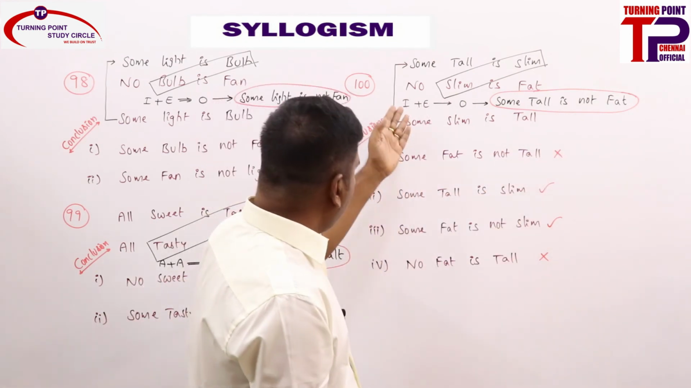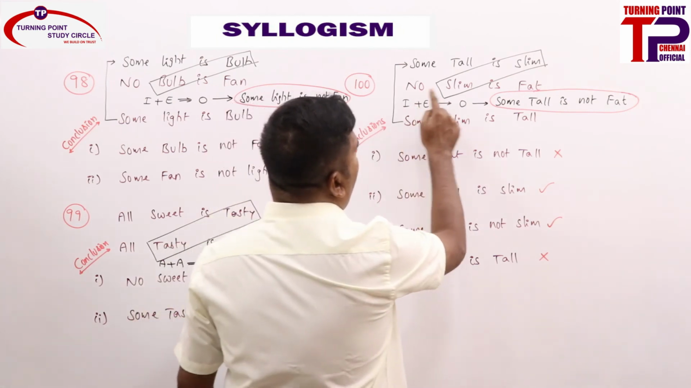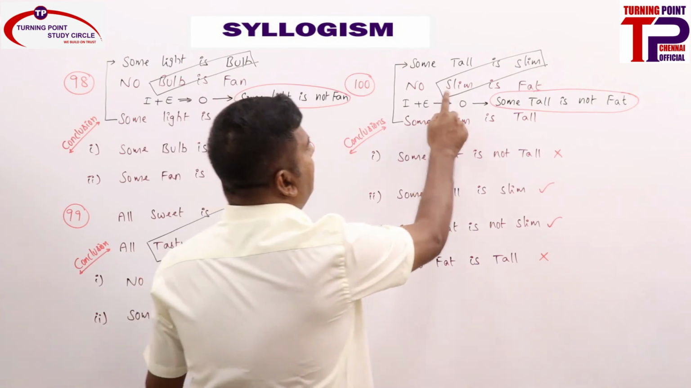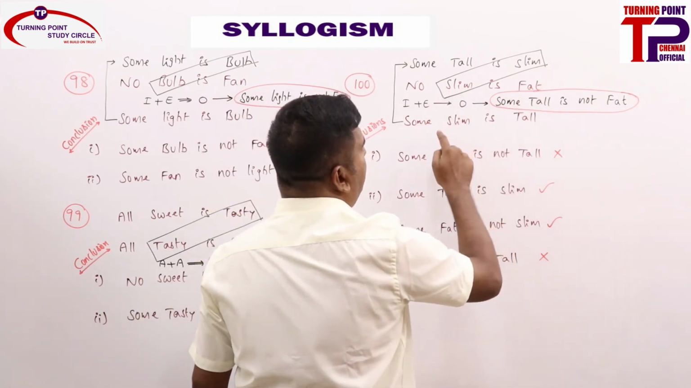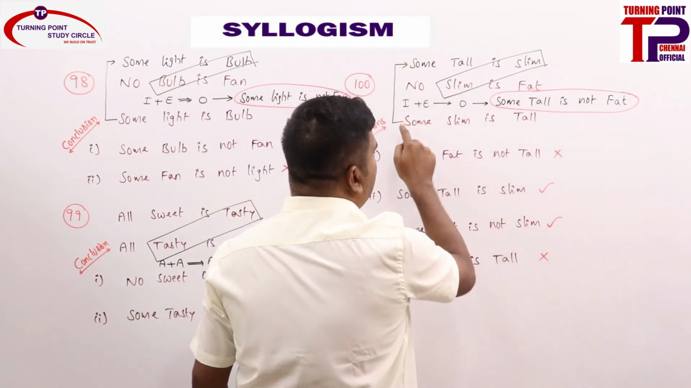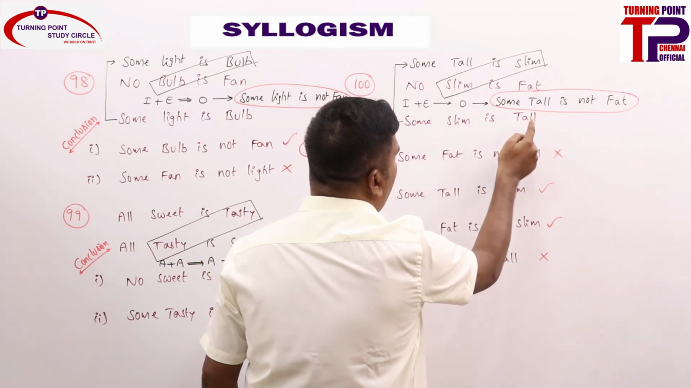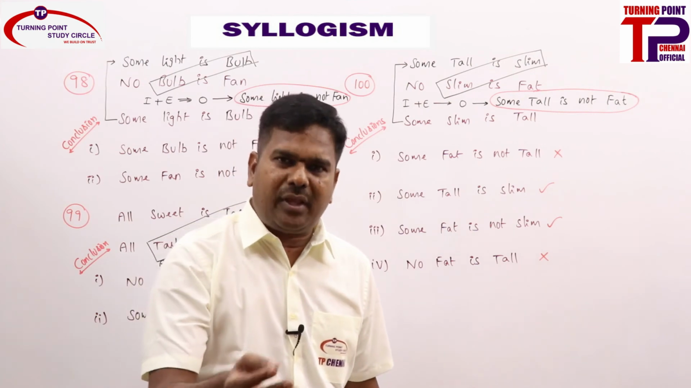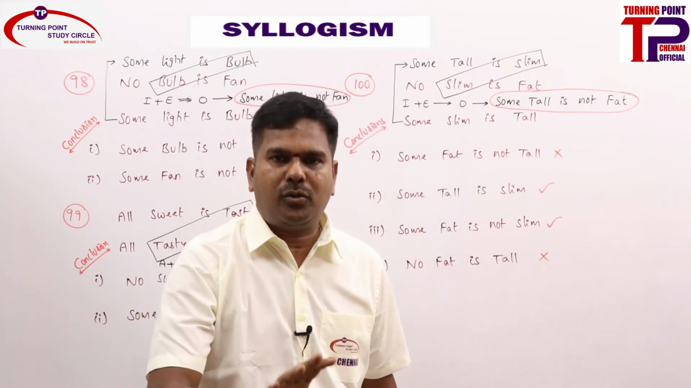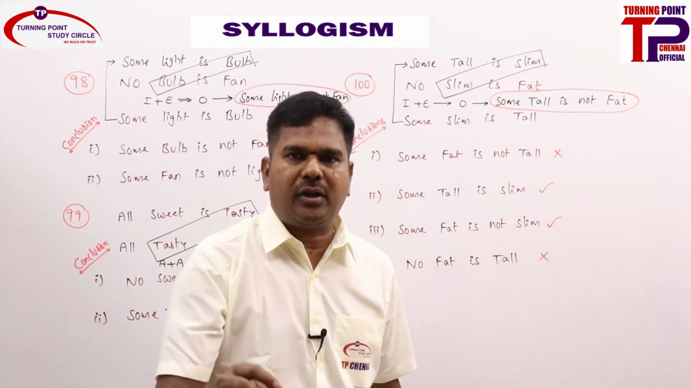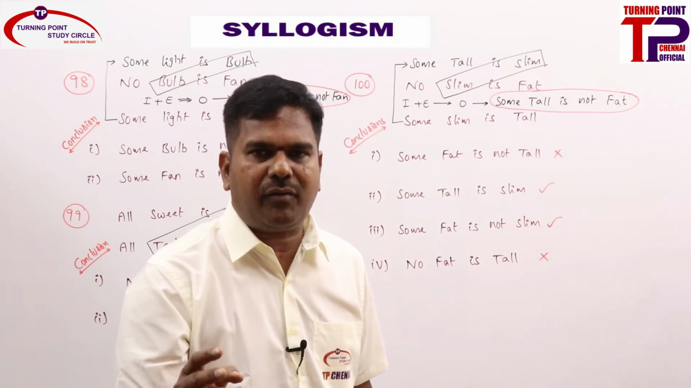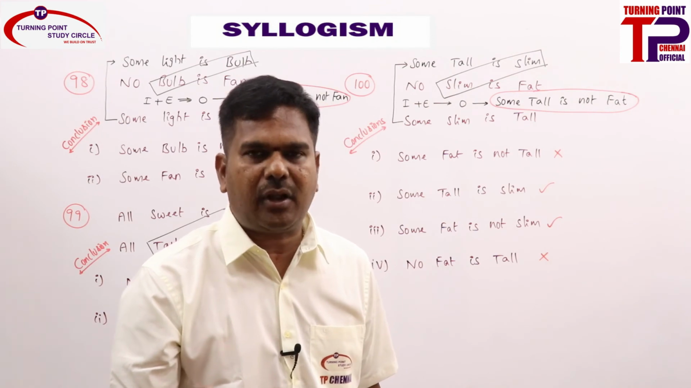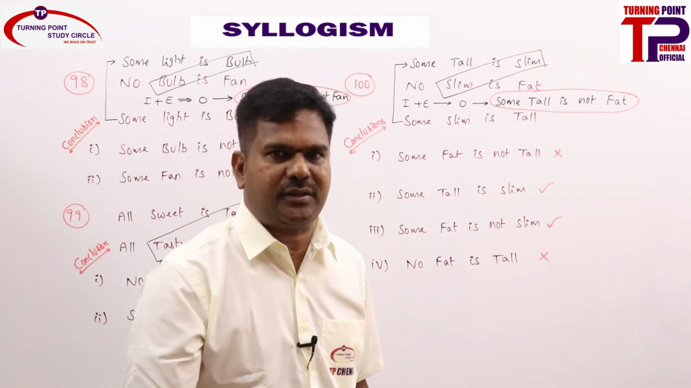Or if you are converting E into E, no slim is fat can be converted as no fat is slim. Slim and slim are the common term, as predicate and subject. So E plus I is O star. O star means O reverse. You will be getting some tall is not fat. Same answer only you will be getting. That will be even easier. So anyhow, no issues here. Whichever you feel comfortable, you can go ahead with that one. Whenever E and I statements are there, you can give preference to either the I statement or the E statement. Many times we discussed this.